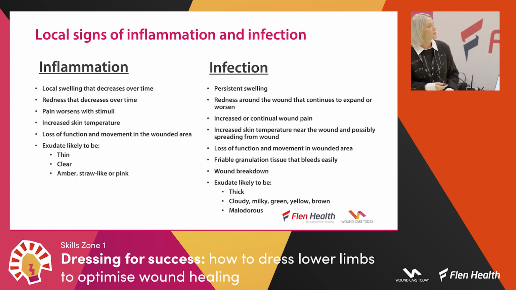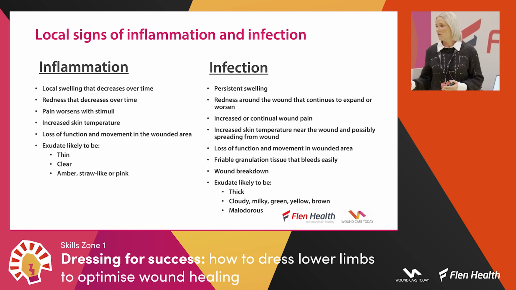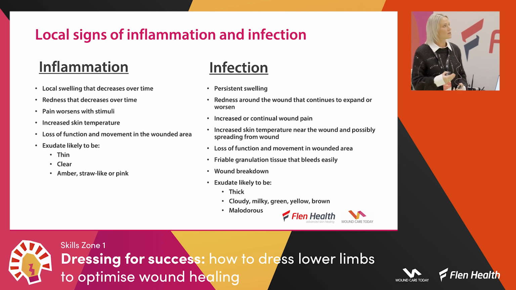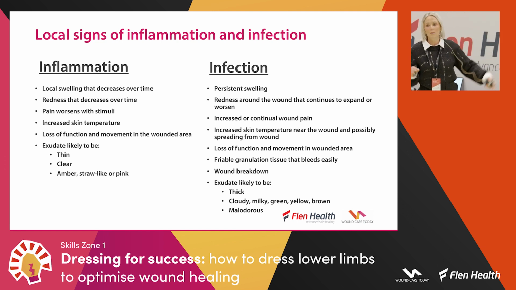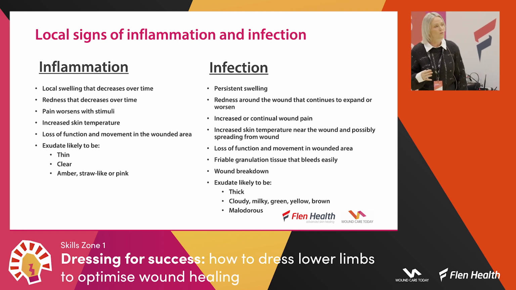So here we can see the signs and symptoms, and you can see why there is an overprescription of antimicrobial dressings. If we've got inflammation, there is local swelling that decreases over time. So that patient that has the swelling, it should be reducing over time. Pain and worsening on stimulation, increased skin temperature, loss of function and movement to the wound, and then in the exudate levels we've got thin, clear, amber or straw-like. That's the normal exudate that comes off a healthy wound.